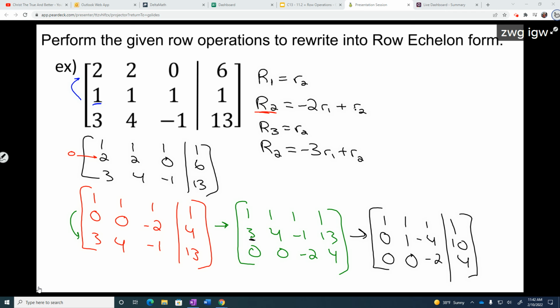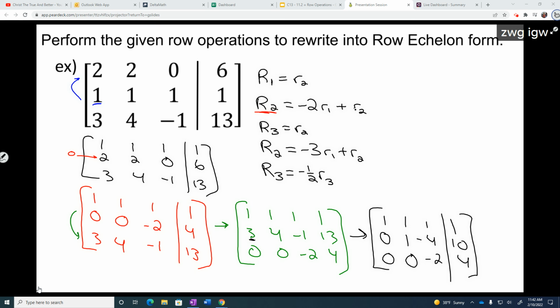Alright, so we're almost done. Got one more to do. So we got all these three. Yep. So the last thing we need to do is make this a 1. To change things to 1, you're going to multiply them by something. If we need to change them to a 0, we multiply another row and add it to it. So our last thing is going to be row 3 equals, and then we multiply this by the reciprocal of that. So -1/2, row 3.